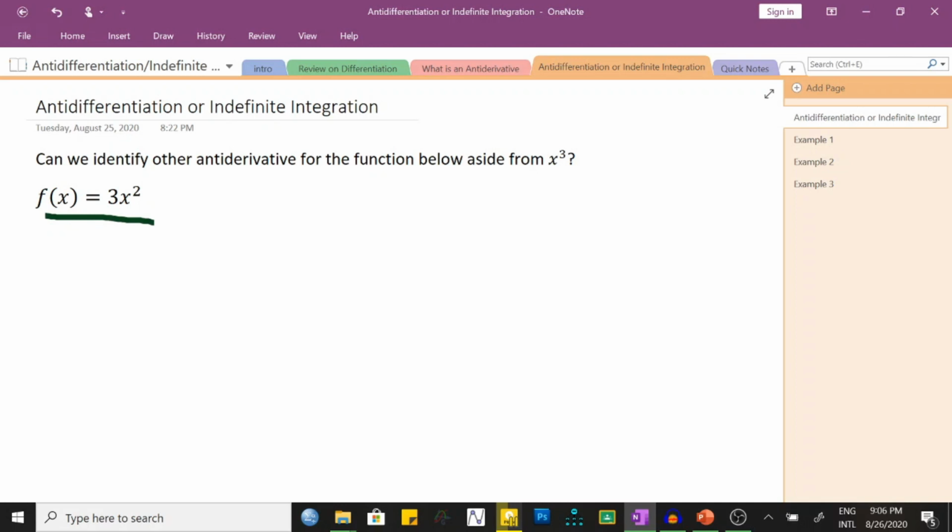Let's try to list the antiderivatives here. Here are the antiderivatives. One antiderivative is x cubed. Why again? Because when we differentiate x cubed, the result is 3x squared. But there are others. What do you think?